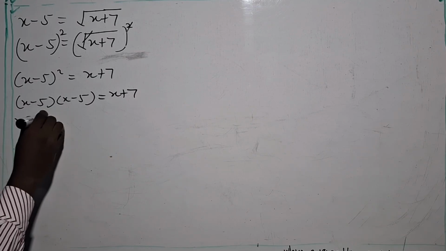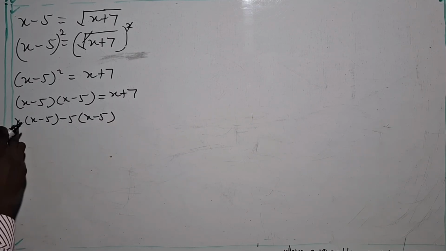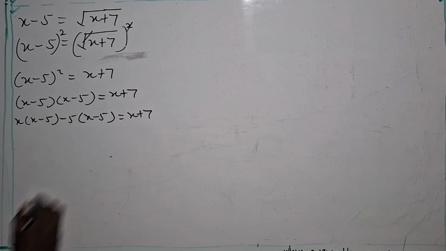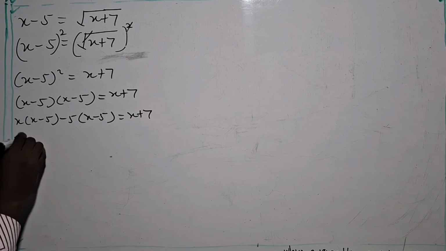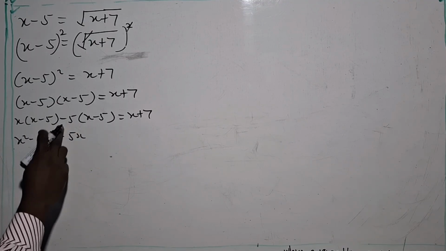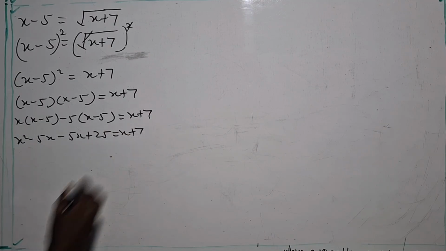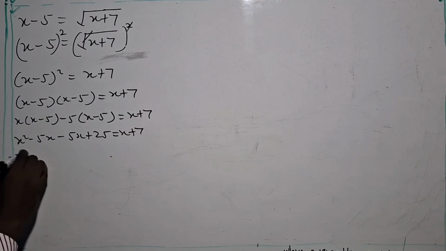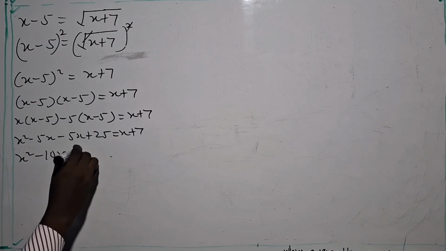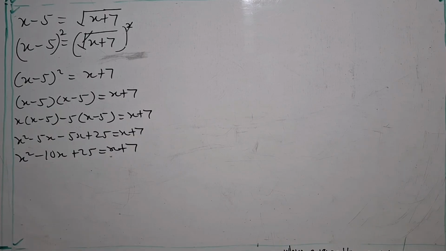So this will give me x minus 5, then x minus 5. The x will multiply this term, then the 5 will multiply this term, all equal to x plus 7. Follow closely. Here I'll get x squared minus 5x minus 5x, negative times negative gives positive 25, is equal to x plus 7. So I have x squared, these two give negative 10x, then I have 25 is equal to x plus 7.